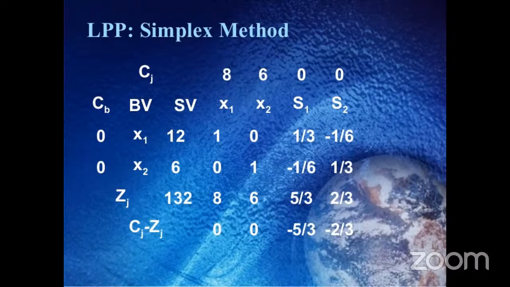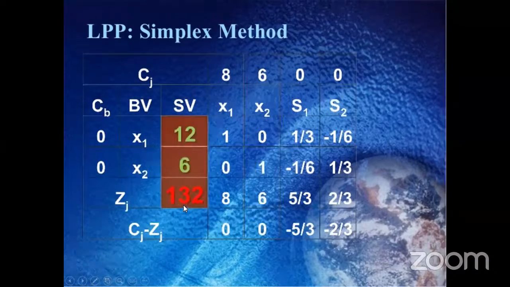Are you getting my point? So we reached the solution point, that is the best solution with the simplex method. X1 must be 12, x2 must be 6, and the z value is 132. That is our solution for this question. These are the solution values.